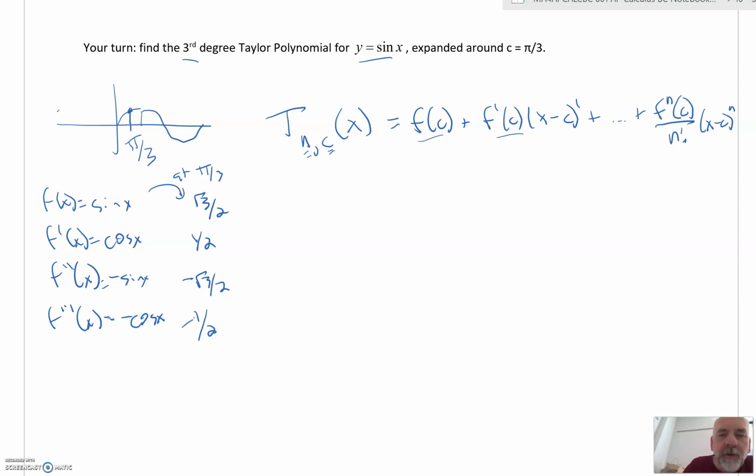Cool. So this function is equal to f of c. So f of this, so root 3 over 2, f of pi over 3. c is pi over 3 in this case. Maybe I should write that. So this is T3, pi over 3 of x.